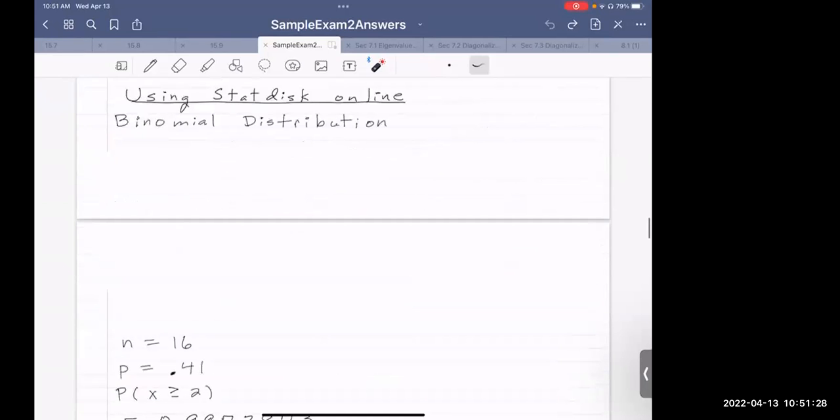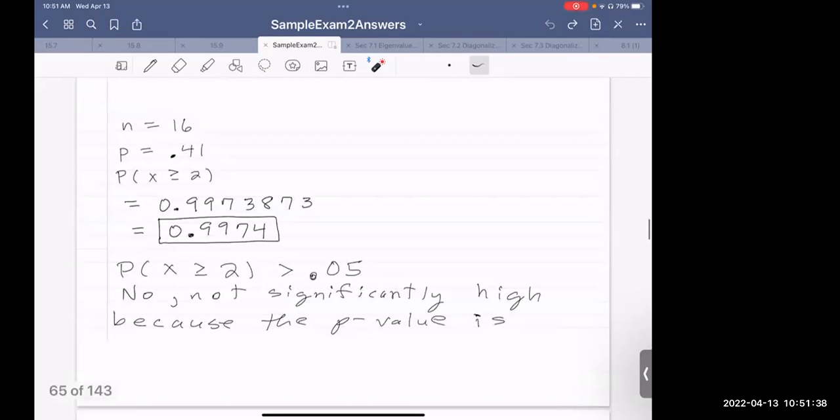If you decide to do this problem using StatDisk Online, then this is a binomial distribution. N is 16, P is 0.41, I want to find the probability that x is greater than or equal to 2. And so let me type that into StatDisk.